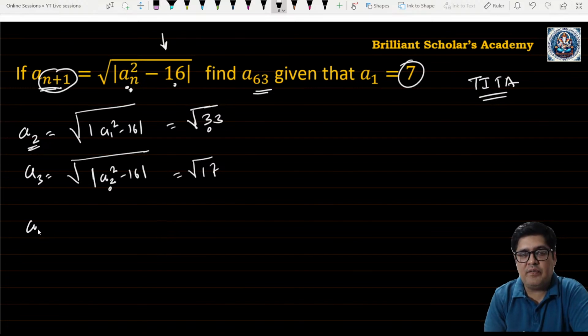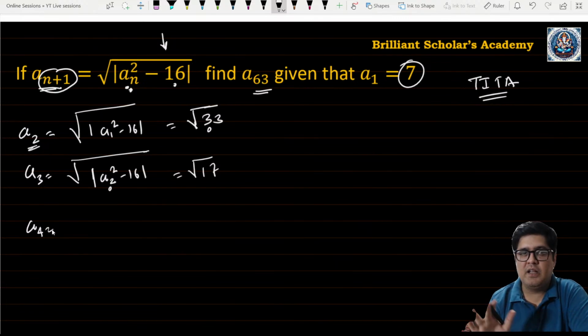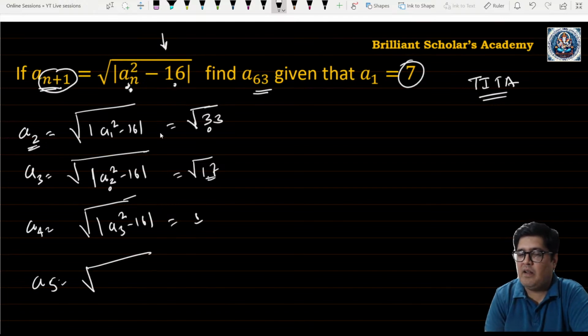So if I want the fourth term, again in 4 or 5 steps, if you don't see a pattern, skip the question. I am looking for the modulus of third term square minus 16. So I'll take this and I'll put it here. Root over 17 square, 17. Minus 16, 1. So basically A4 is equal to 1. What will be A5? See, I will put 1 inside here. 1 minus 16, minus 15, modulus. So basically this is 15.